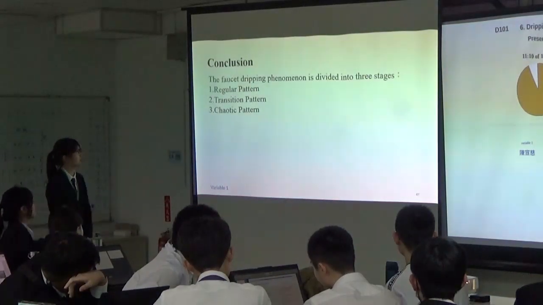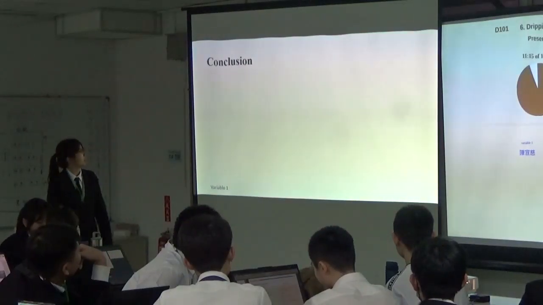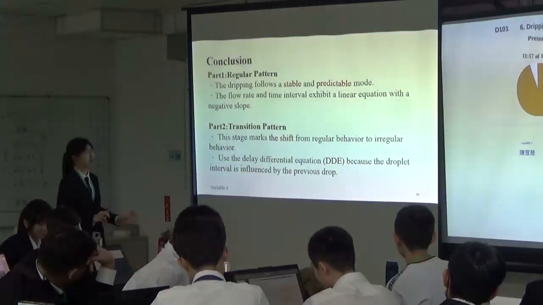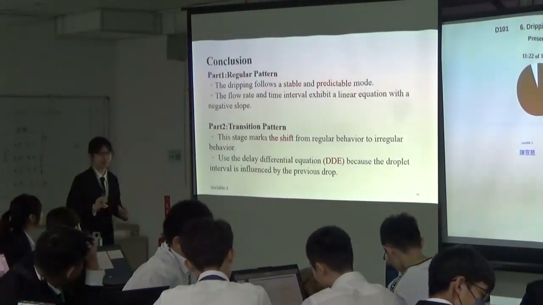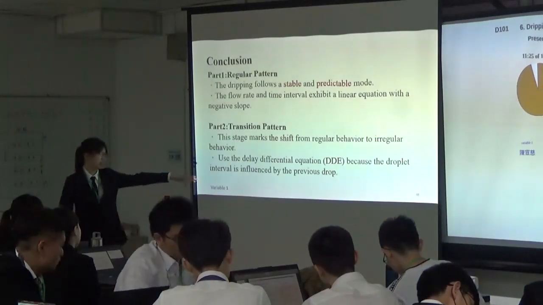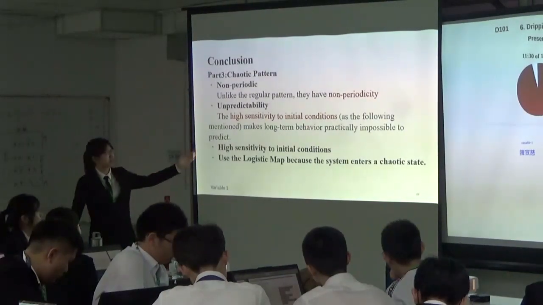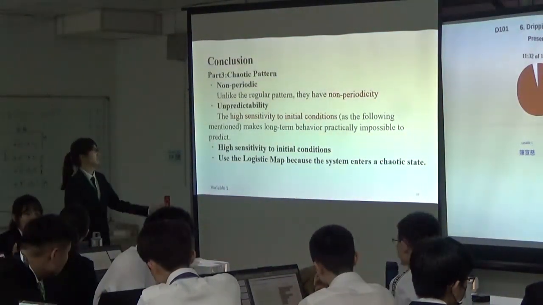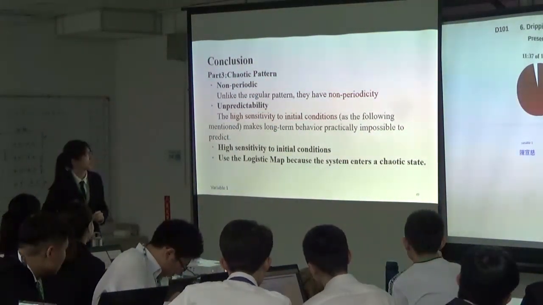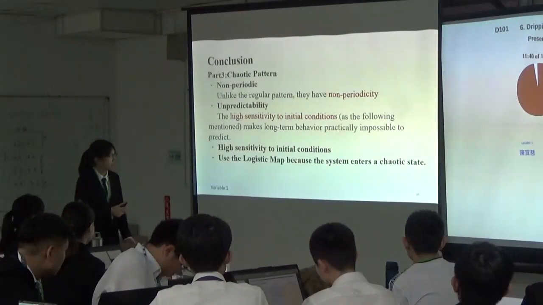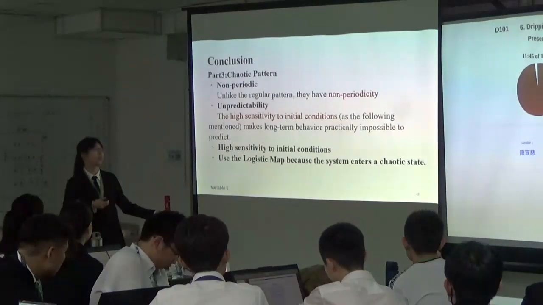So here comes my conclusion. The faucet dripping phenomenon was divided into 3 stages. The first stage follows a stable and predictable mode. The second stage is the transition pattern. It marks the shift from regular to irregular. We use this DDE equation for our simulation. The third part is the chaotic pattern. It is not periodic, and because it is highly sensitive to initial conditions, it is very hard to predict. We use the logistic map for our simulation.